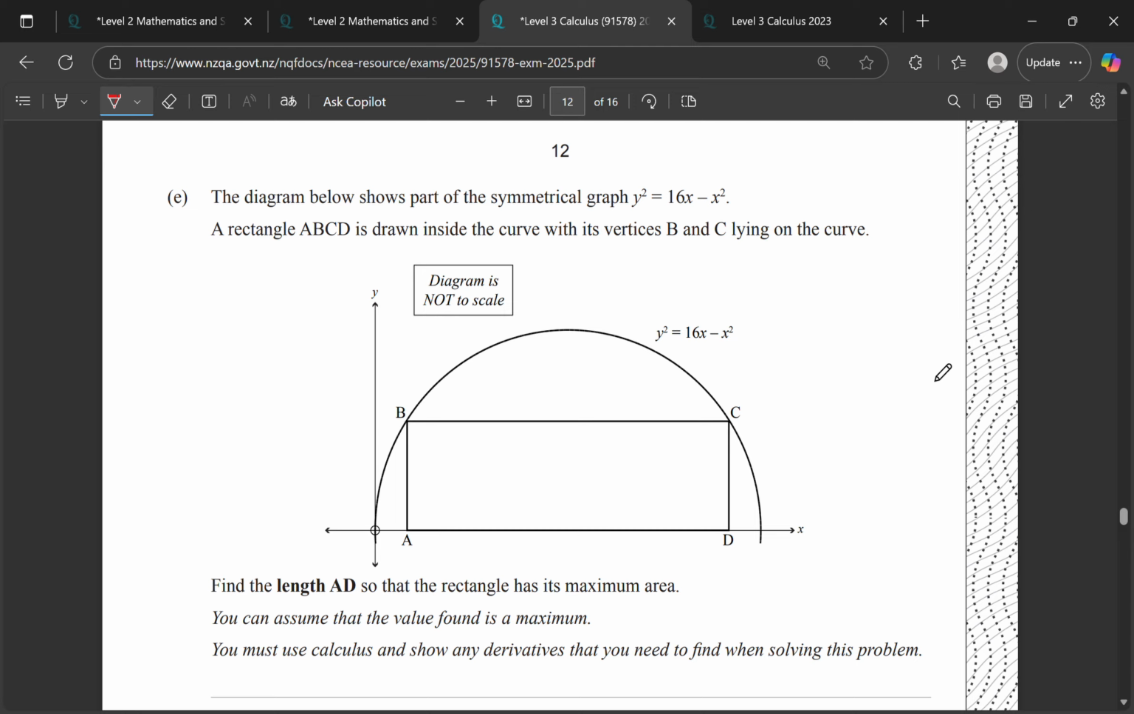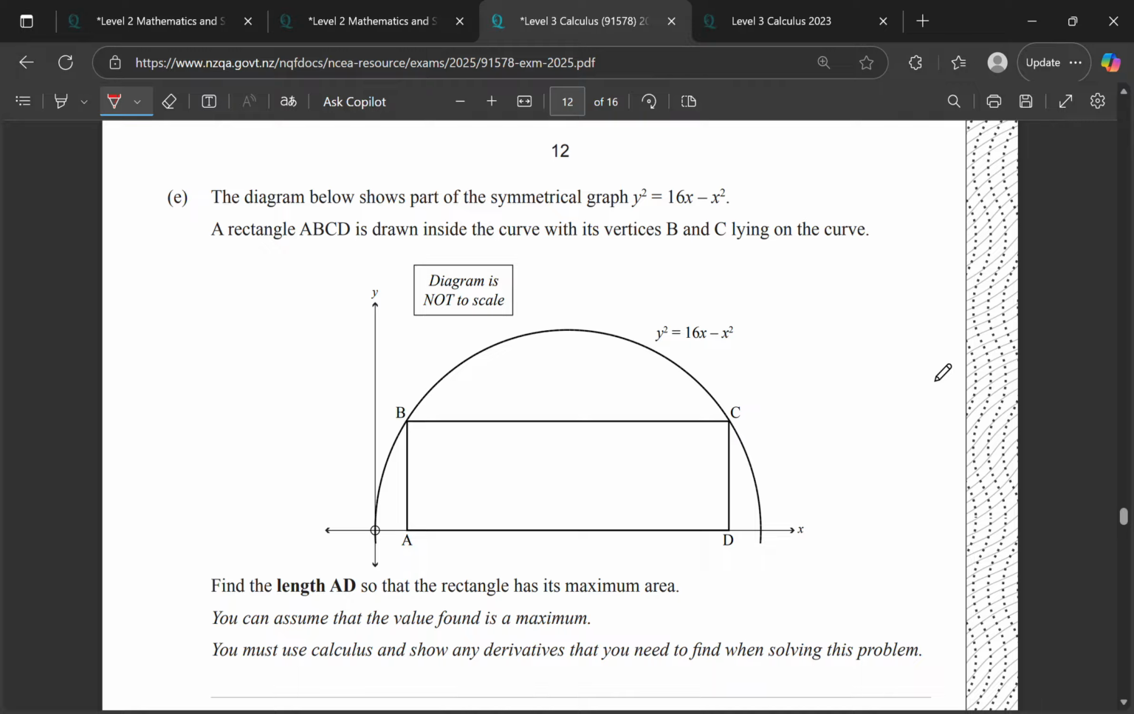The diagram below shows part of the symmetrical graph y squared equals 16x minus x squared. A rectangle ABCD is drawn inside the curve with its vertices B and C lying on the curve. Find the length AD so that the rectangle has its maximum area. You can assume that the value found is a maximum. You must use calculus and show any derivatives that you need to find when solving this problem.